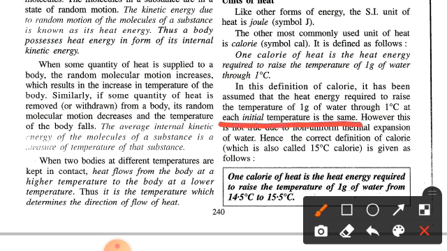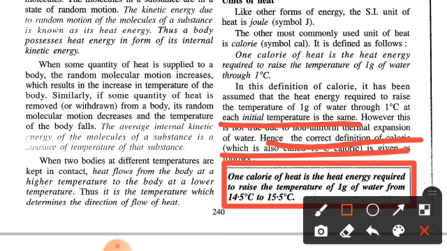However, this is not due to the non-uniform thermal expansion of water. Hence the correct definition of calorie, which is also called the 15 degree Celsius calorie, is given as follows. You can see here in this bracket, 1 calorie of heat is the energy required to raise the temperature of 1 gram of water from 14.5 degrees Celsius to 15.5 degrees Celsius, means there is an increase of 1 degree Celsius over there.